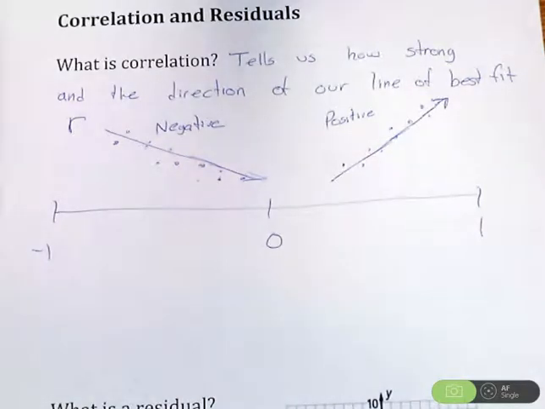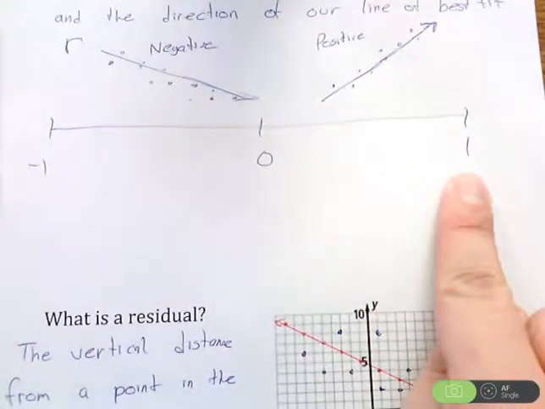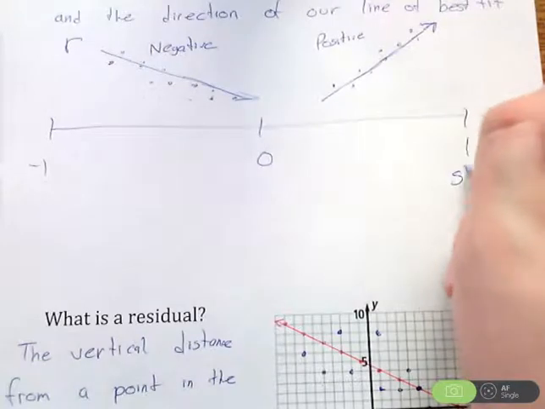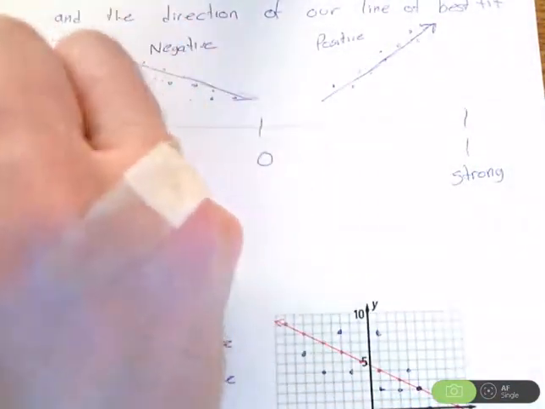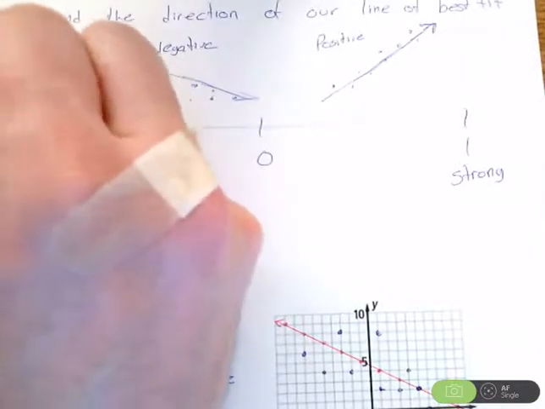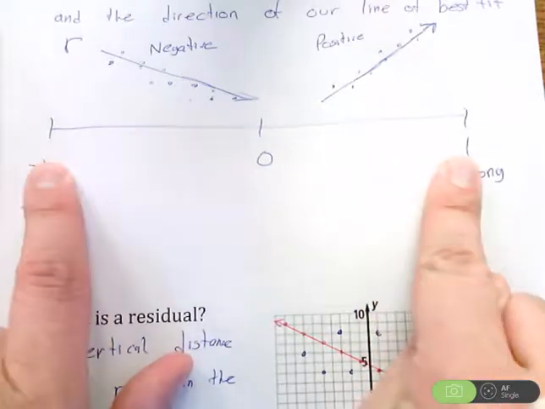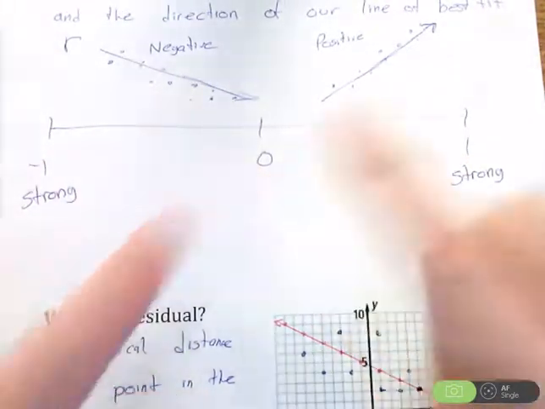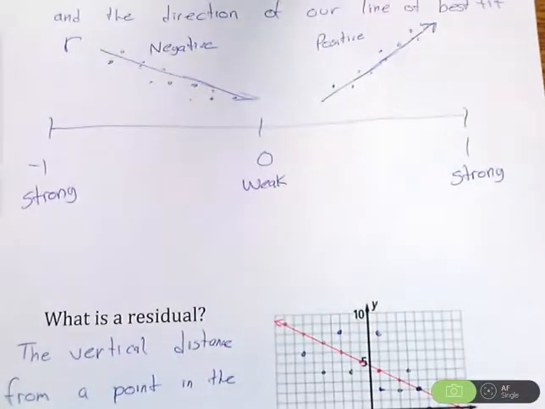The other thing it's going to tell you is how strong our line of best fit is. It can be a little bit tricky. If our number is really close to 1, it's going to be a strong fit. If it's really close to -1, it is also going to be a strong fit. So the closer we are to 1 or -1, the stronger we are. If we're close to 0, that means it is a weak fit.